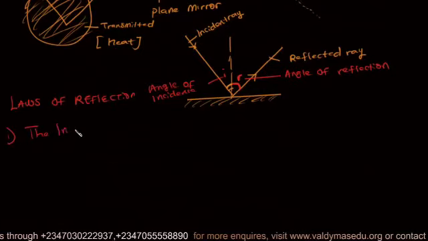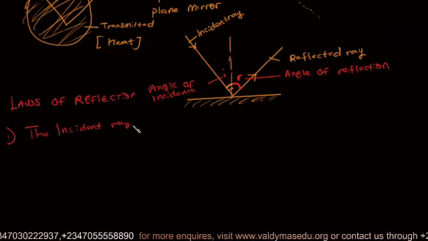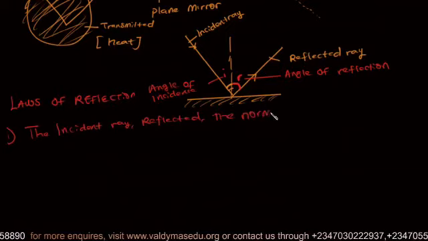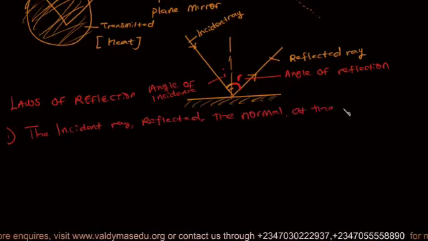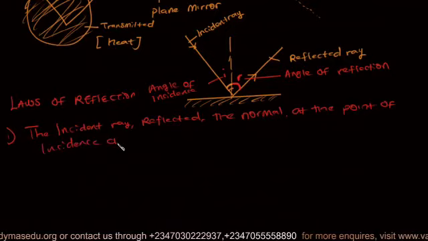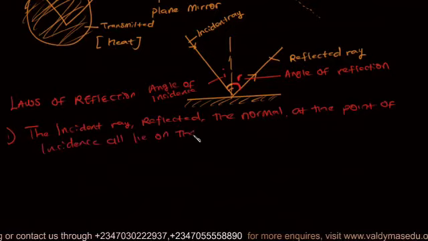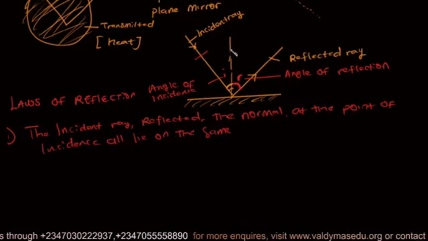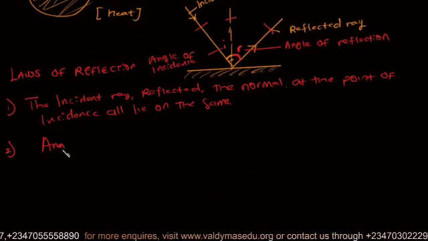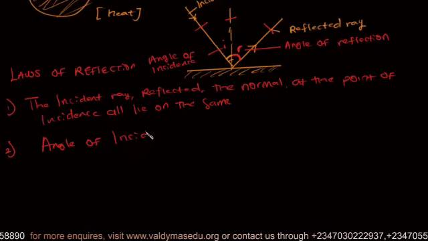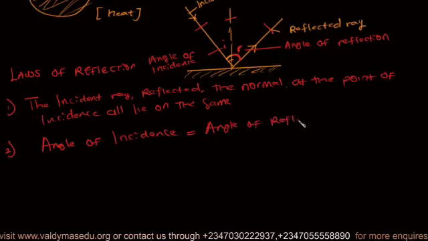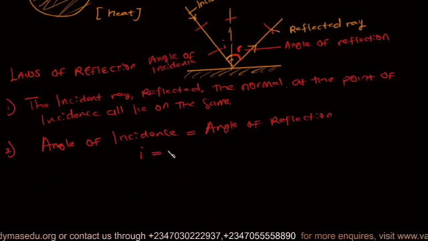the incident ray, the reflected ray, the normal, at the point of incidence, all lie on the same plane. And that's true. You can see that both the angle of incidence, the normal, and the reflected ray are on the same plane. Number two is that the angle of incidence equals the angle of reflection. Mathematically, that is called I equals R.